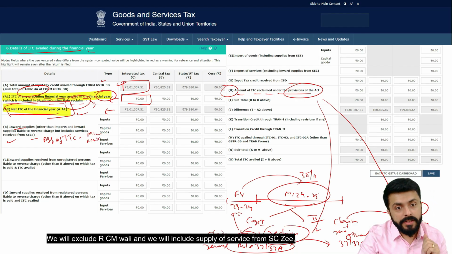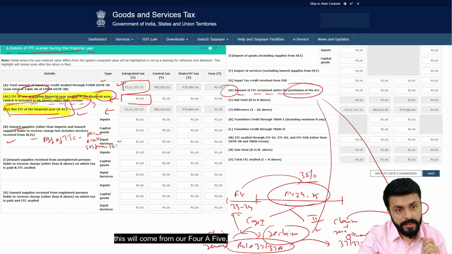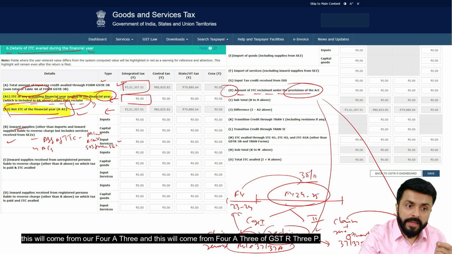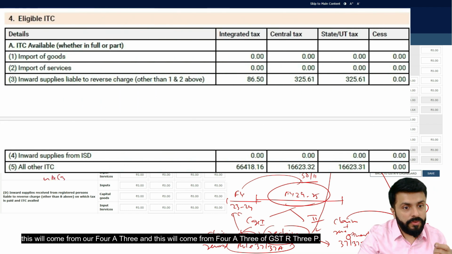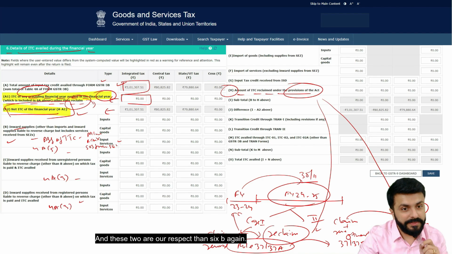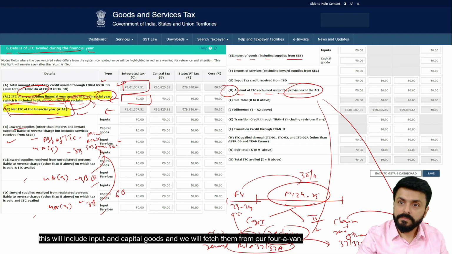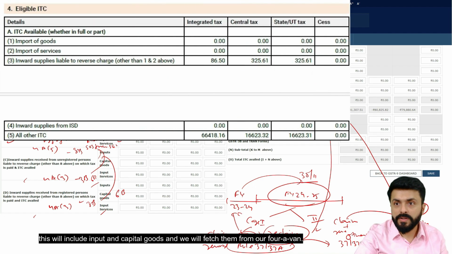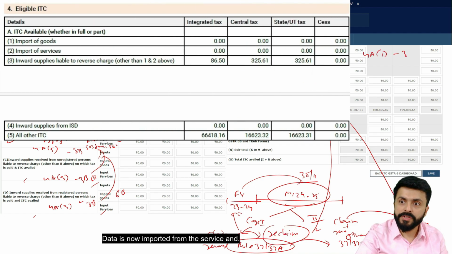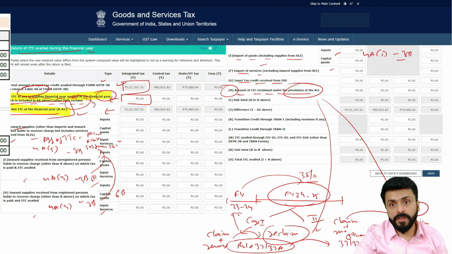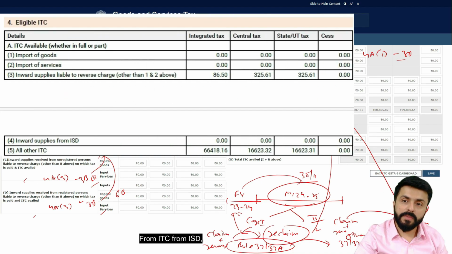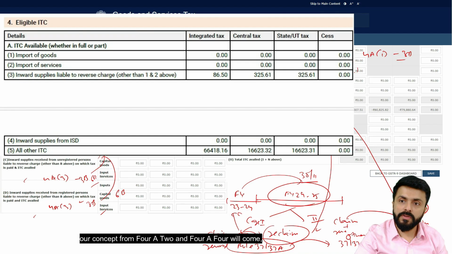We will exclude RCM ones and we will include supply of service from SEZ. This will come from our 4A5, this will come from our 4A3, and this will come from 4A3 of GSTR-3B. And these two are our respective 6B again. Import of goods including supplies from SEZ. This will include inputs and capital goods and we will fetch them from our 4A1. Import of services data is also taken. And ITC from ISD, our concept from 4A2 and 4A4 will come.